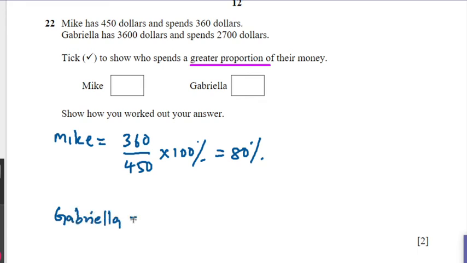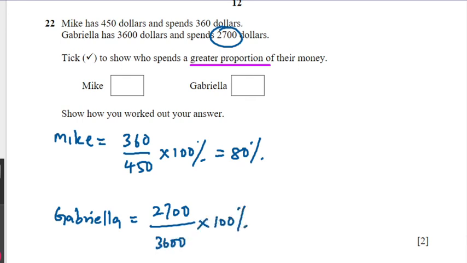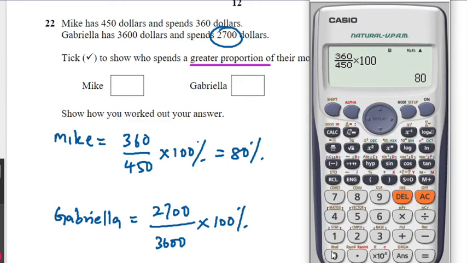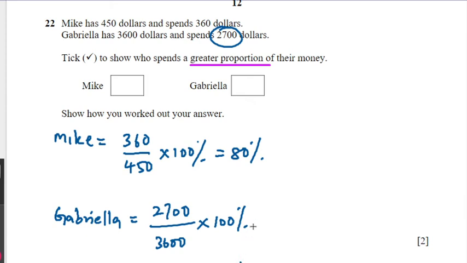Gabriel spent 2,700 here, right? 2,700 out of 3,600. Get the percentage. Okay, let's see. 2700 over 3600 times 100. So what is that? 75%.